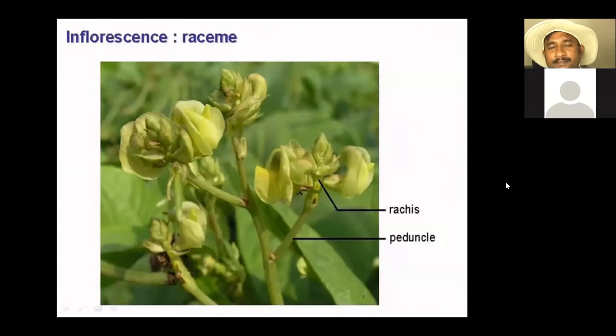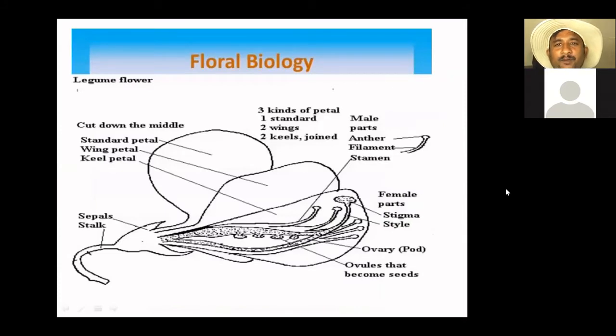And coming to the inflorescence of the mung bean, we call it a raceme. This is a typical peduncle, and on the rachis we'll get 9 to 10 flowers in a group. This is how the flowers or inflorescence of the mung bean is observed on the crop of the mung bean. And this is the floral biology.